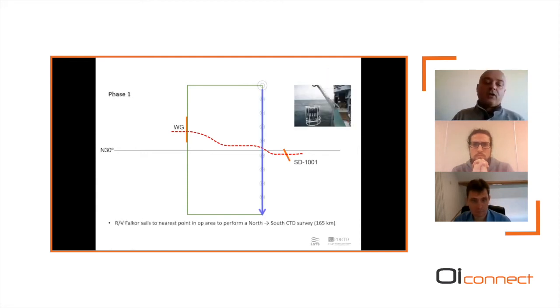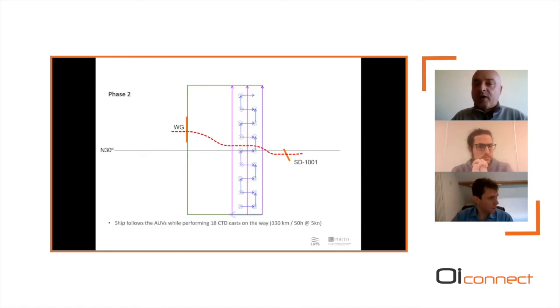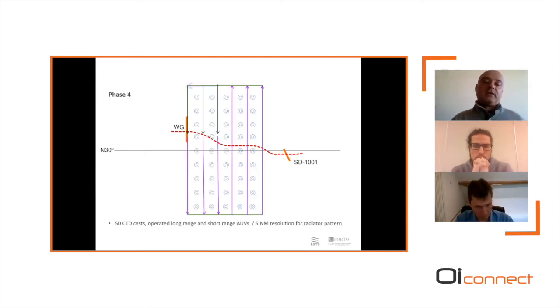Then Falcor moved to the nearest point in the op area and performed the north-south CTD survey. While we were doing this, we also had AUVs performing a mowing the lawn pattern survey along the same area. The Falcor was also tracking the AUVs and performing CTD casts. And we kept doing this up until we covered the whole rectangle. So this took several days.